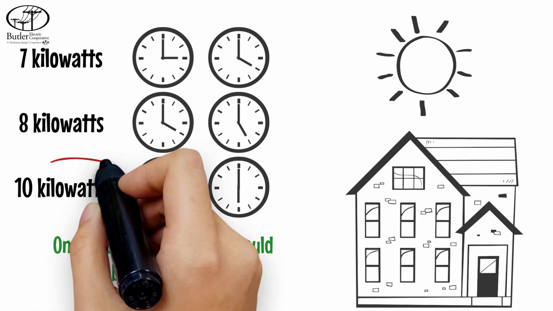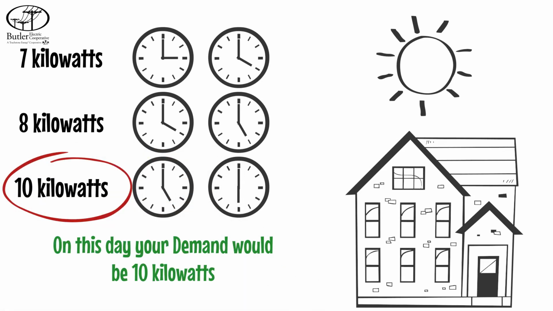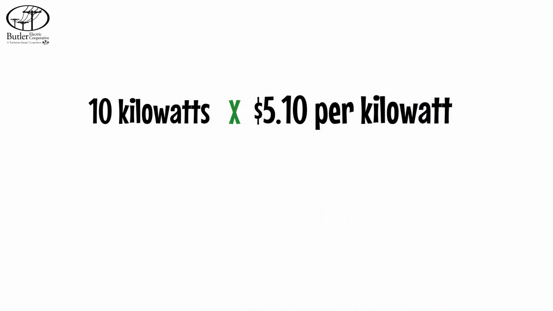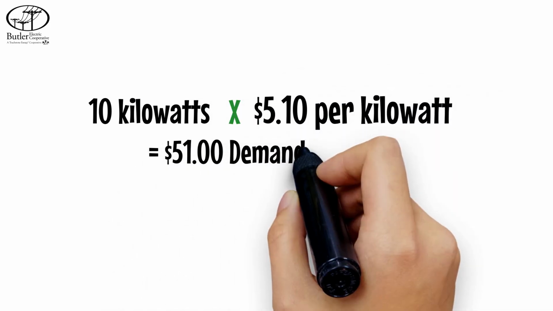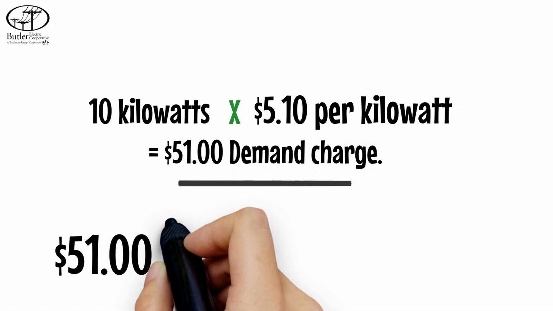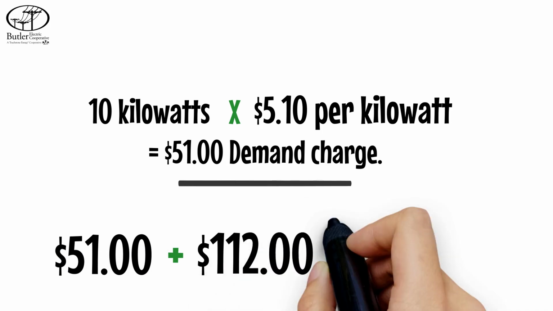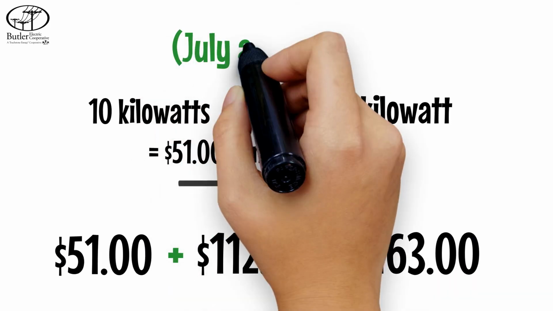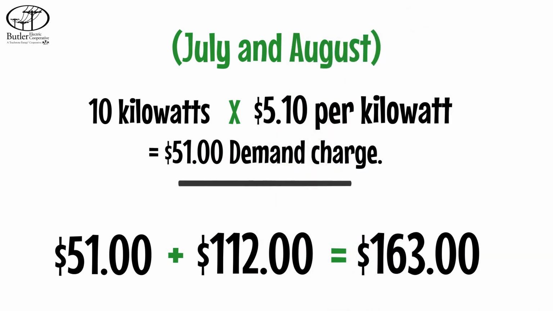So if 10 kilowatts is your July billing demand, we would take 10 kilowatts times the demand charge of $5.10 per kilowatt. This would give you a $51 demand charge. Add that with the $112 energy charge, and you would have a $163 total energy consumption charge in July. That is how your energy consumption is calculated for the months of July and August.